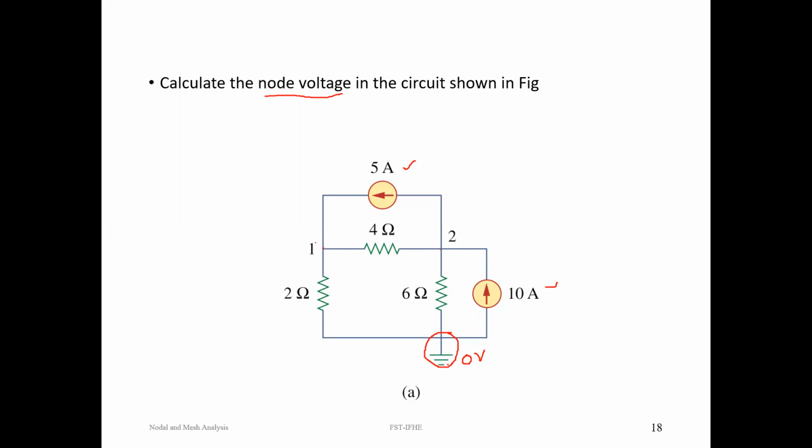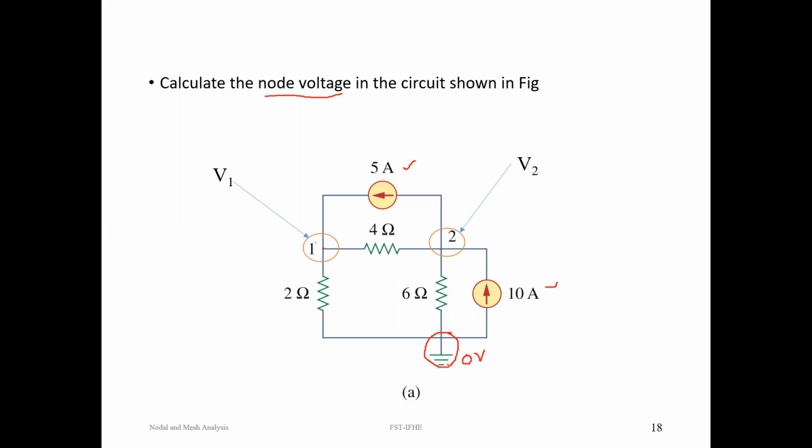The second step is to assign node voltages for the nodes apart from the reference node. So let the voltage at node 1 be V1, and the voltage at node 2 be V2. Remember, V1 and V2 are measured with respect to the reference node.